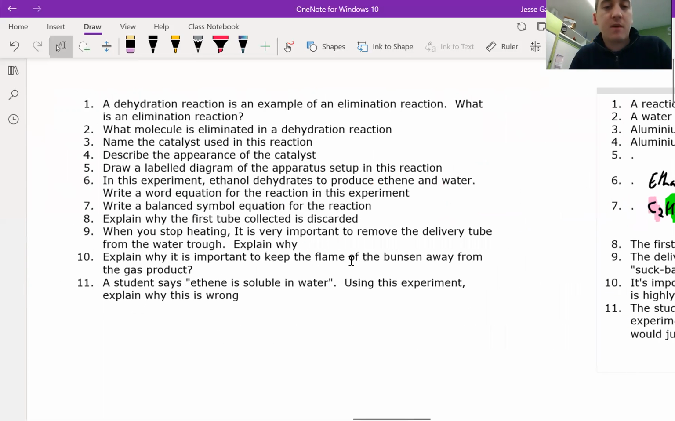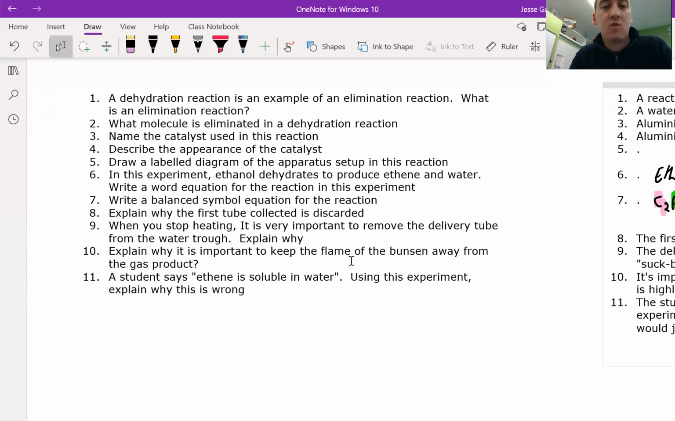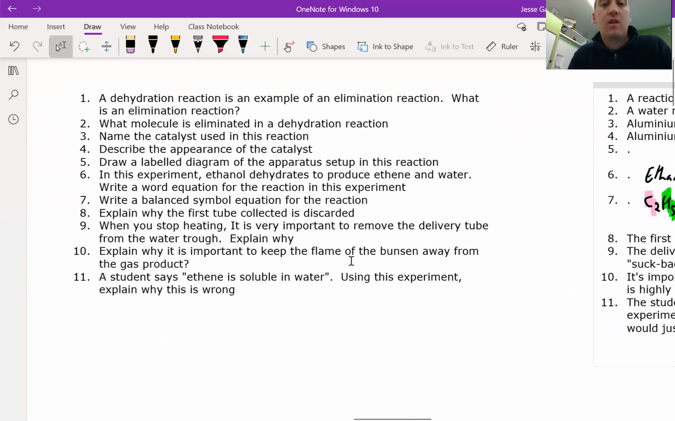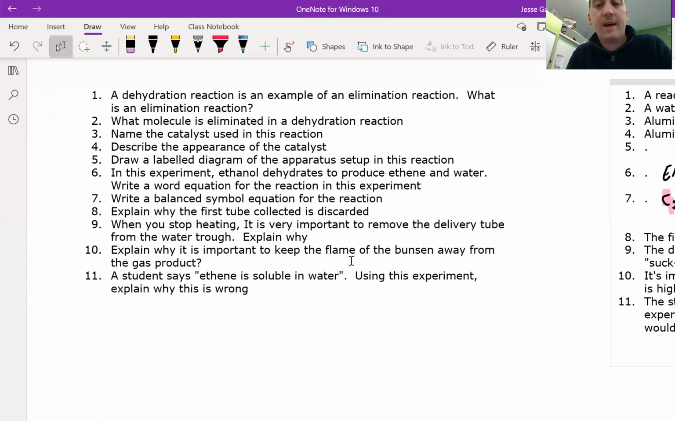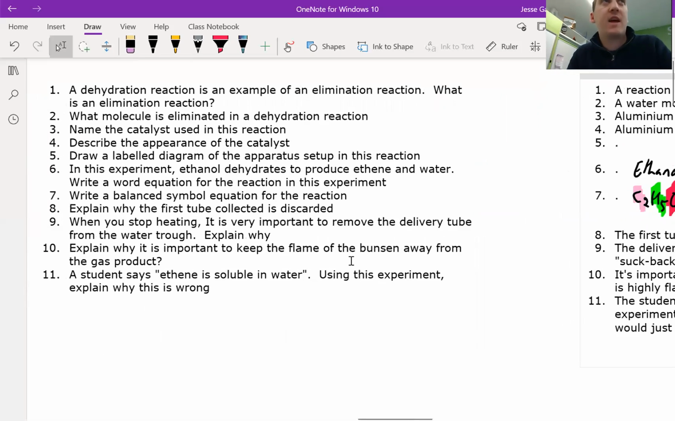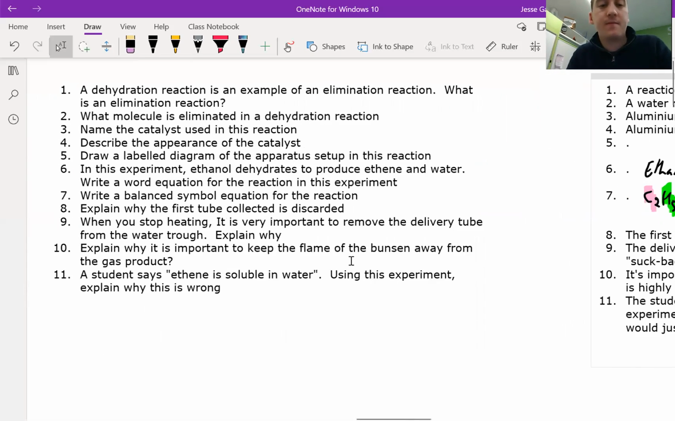Number 10, explain why it is important to keep the flame of the Bunsen away from the gas product. Well, the gas product ethene is flammable, so we want to keep the flame away so that it doesn't catch fire.